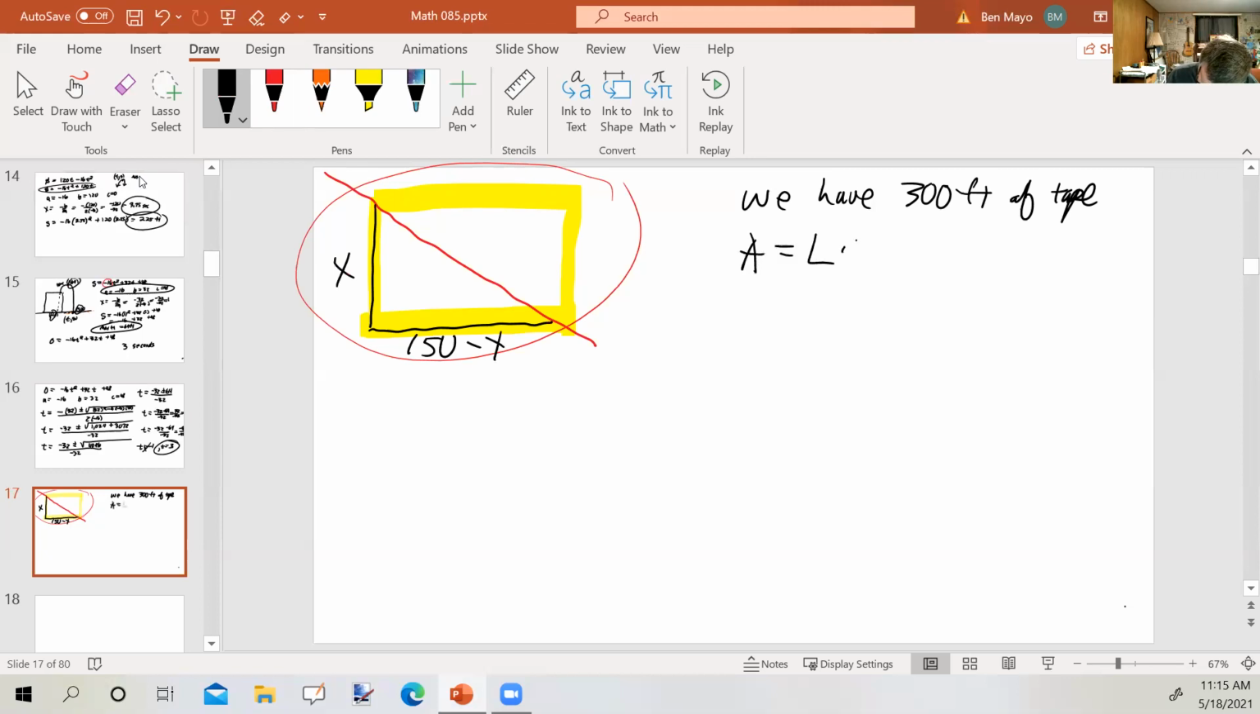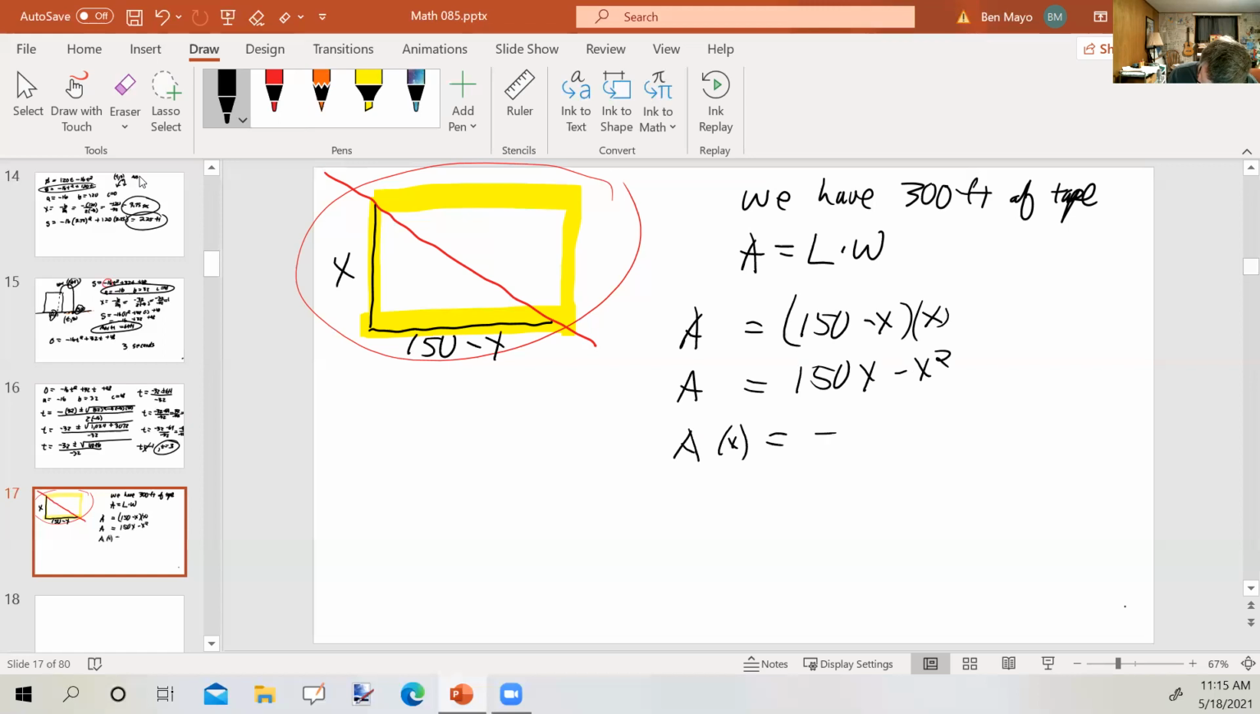Okay, now, area of a rectangle is length times width. So the area would be 150 minus X times X. The area would be 150X minus X squared. I'm going to write it as a function and say A of X equals negative X squared plus 150X. Okay, so there's the equation of which X would be this distance and A of X would be the area. Now, we want the dimensions, so we need to figure out what X is, and we want the maximum area, so we need to find out what A of whatever that X value is.